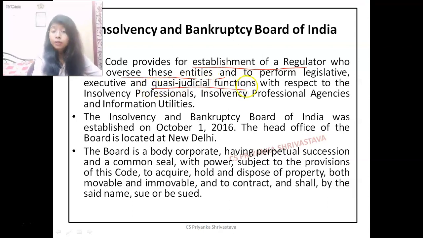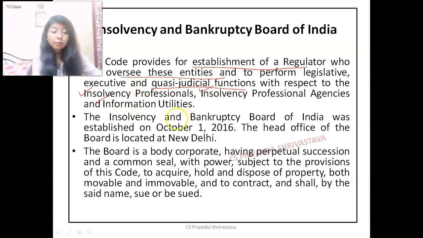It's not like a proper court, but it's a quasi-judicial function, that is, some authority of the courts is being given to the Insolvency and Bankruptcy Board of India with respect to these three: the Insolvency Professional, the Insolvency Professional Agency and the Information Utility. So for these, the regulator will play the role and function of legislative, executive and quasi-judicial, and will oversee and regulate these entities, can make the code of conduct for them, and can take disciplinary action against them. Okay.